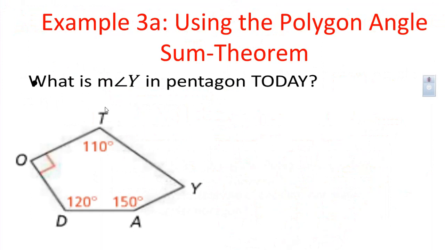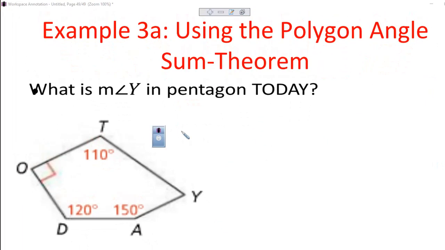All right, let's look here at the next example, example 3. What is the measure of angle Y in pentagon today? So if you look at this right here, it's a pentagon. That means it's got 5 sides. Well, we're given 4 angles. That means we're missing 1 angle.